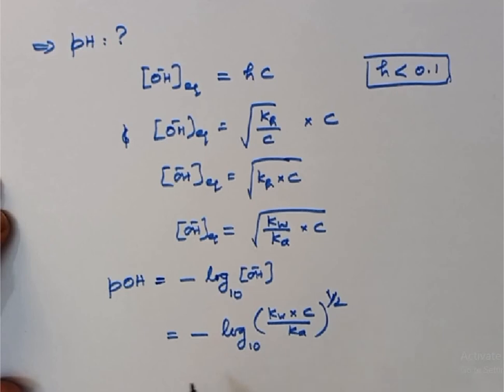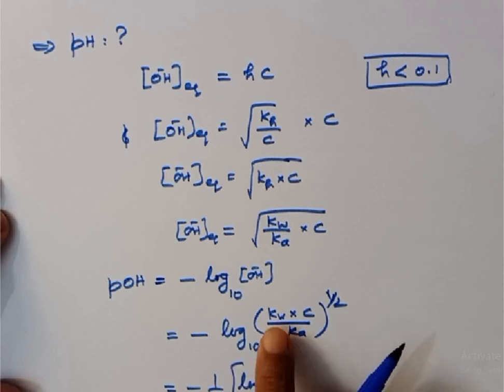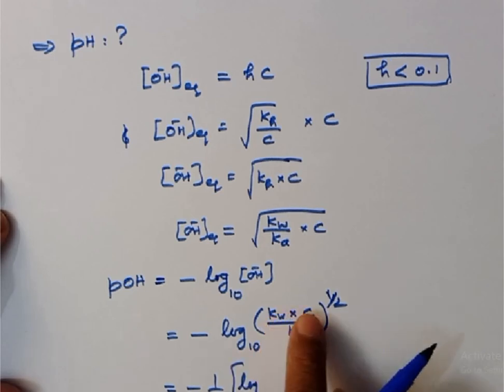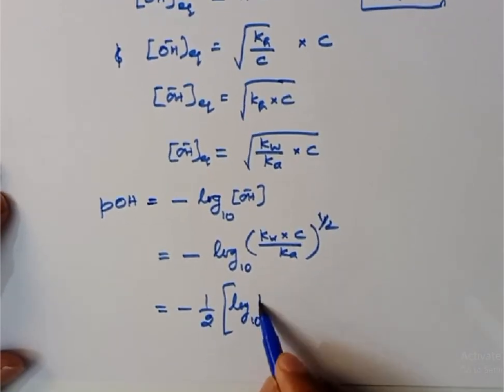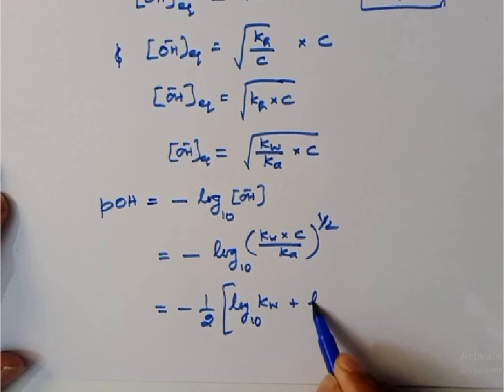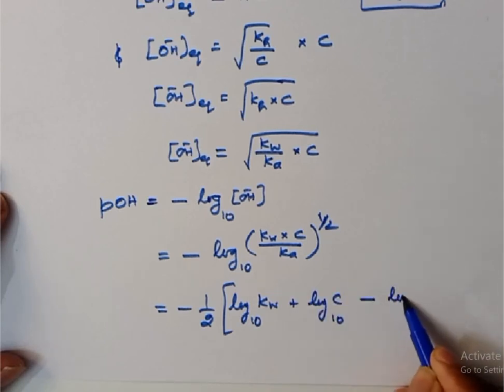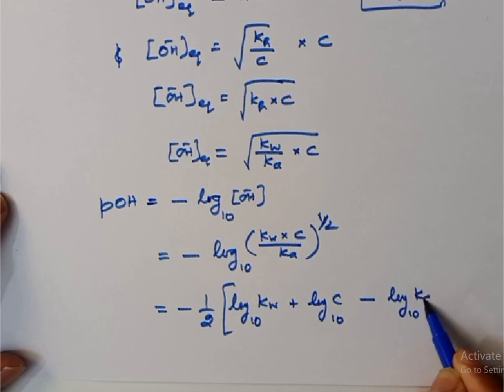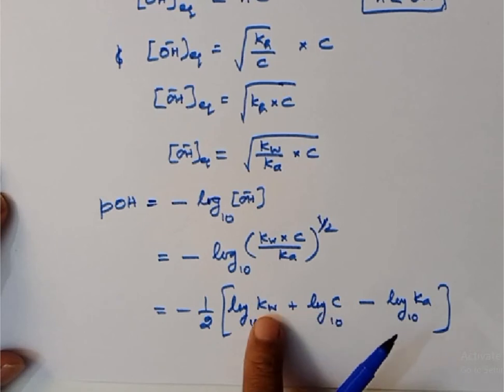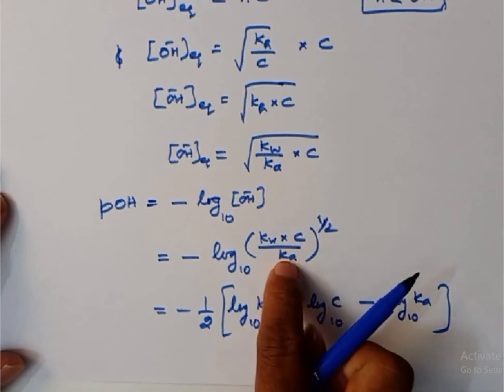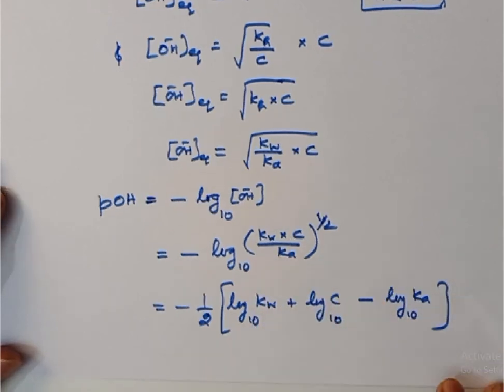Bring this 1 by 2 in front, logarithmic formula. So minus 1 by 2 into log base 10. I can separate this: you can write this as A into B by C. A into B by C can be separated as log A plus log B minus log C. A and B are in the numerator, so I'll write plus plus, and C is in the denominator, so I'll put minus.